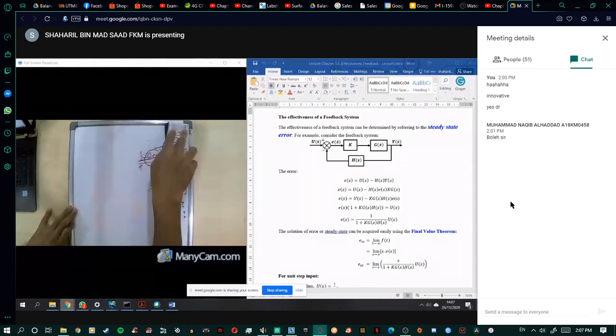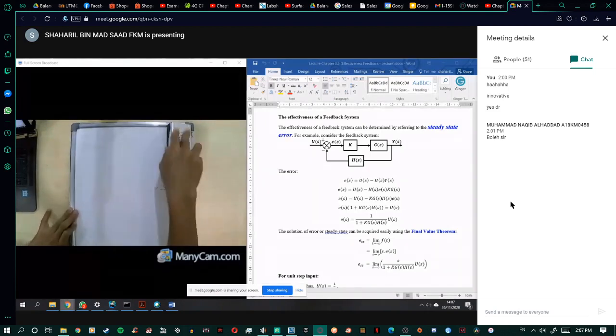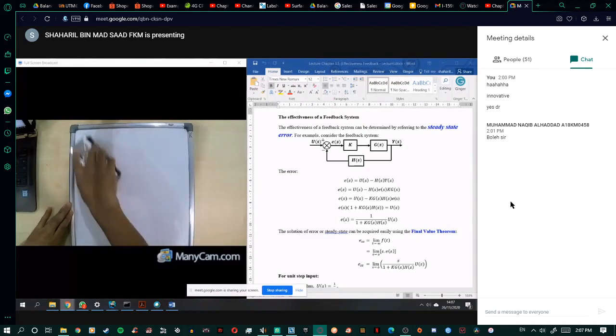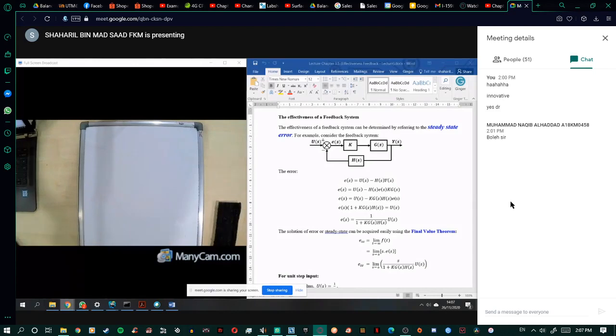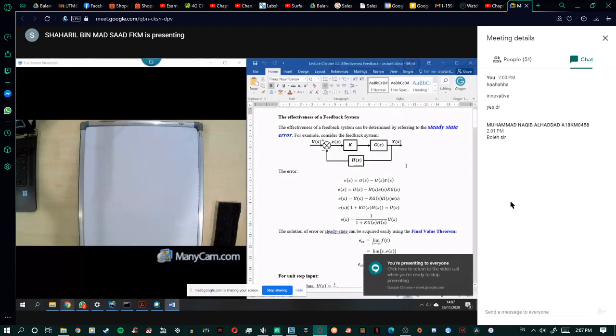Right. I already gave you the notes that I updated, what we call the lecture notes, because the notes that you download from the e-learning are student notes, I think. Okay. Now we will look at the effectiveness of the feedback system. It means the steady state error.